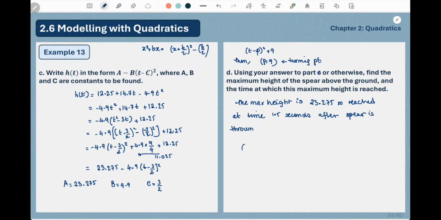Looking at it from a coordinate point of view, here the completed square gives 3 over 2, 23.275. This one represents the time in seconds, and this one represents the height. And I hope that makes sense.